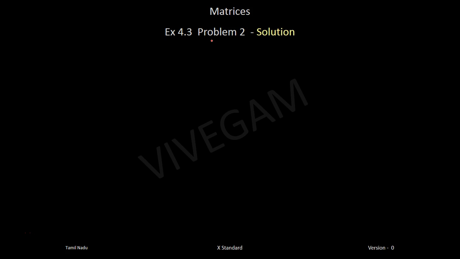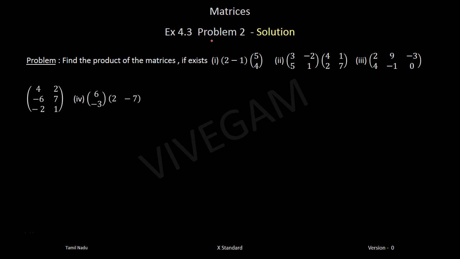Exercise 4.3 problem 2 solution. Find the product of the matrices if it exists. Sub-division 1 is [2, -1] times [5; 4], and it goes on. So let's take the first division.